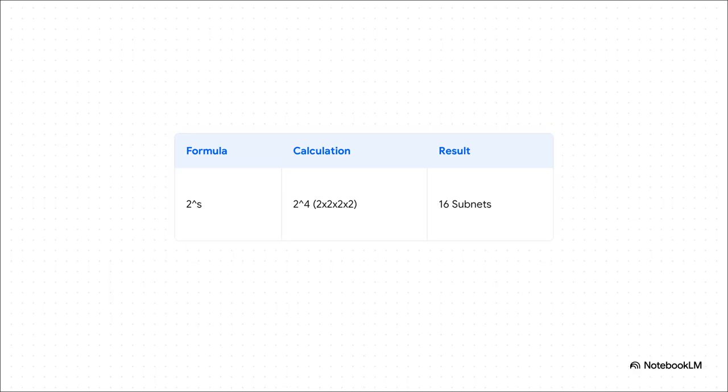The answer, the secret trick, is to borrow some of the bits that were originally set aside for the hosts, and we reassign them to the network side of the address. This is what lets us create more networks than the default. And for this specific problem, the magic number of bits we need to borrow is 4. So why 4? Well, the math is actually really simple. The number of subnets you can make is just 2 to the power of the number of bits you borrow. So in our case, 2 to the power of 4, that's 2 times 2 times 2 times 2, gives us 16. We needed 14 subnets, so getting 16 is perfect. We have exactly what we need and a little room to grow.